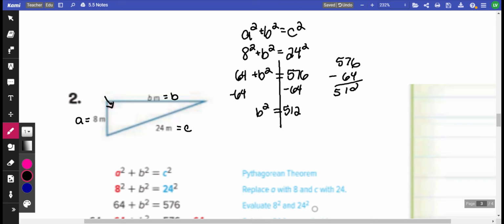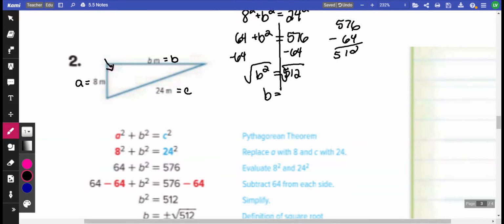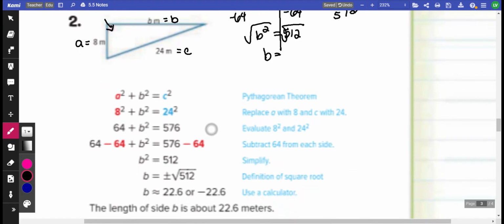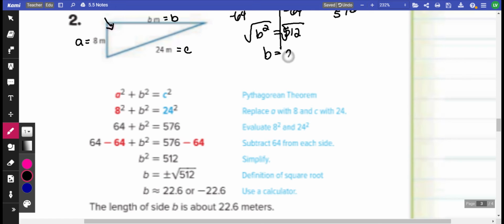All right, the opposite of squaring is just square root. So I get b equals the square root of 512, which is 22.6.